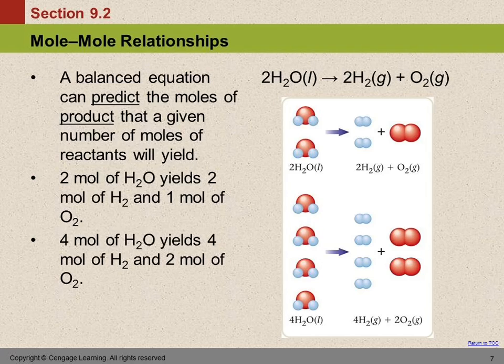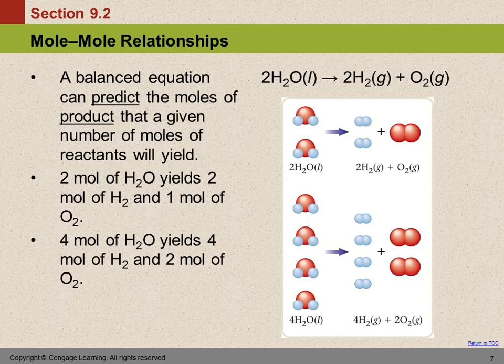So that's one way to interpret this equation. But what if we doubled it, like doubling a recipe? Then we're doubling everything. So instead of 2 molecules, now we have 4 molecules. If we start out with 4 molecules here, we're going to end up with 4 of those and 2 of these, because everything gets doubled, just like in a recipe.